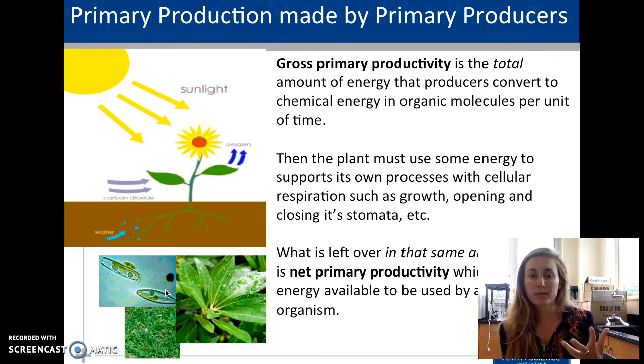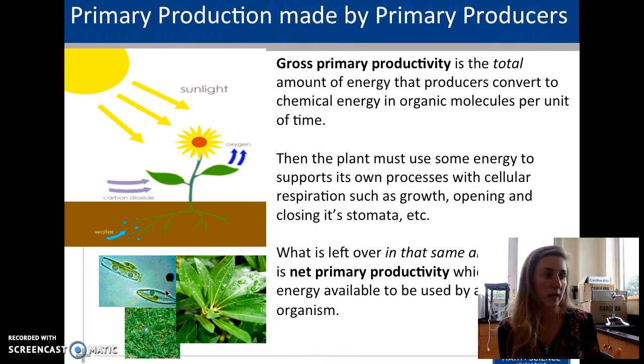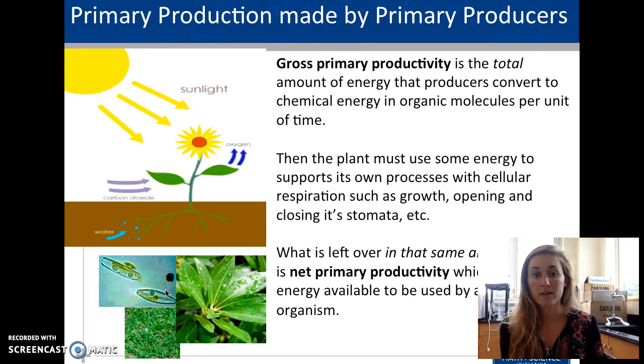When we talk about these plants making energy, and we're looking at a specific ecosystem, we talk about gross primary productivity, which is the total amount of energy that producers convert from sunlight into chemical energy per unit of time. Obviously, the more plants and the more effective they are, and the more input of sunlight, the more gross primary productivity is made. We call it gross because it is the sum of all of those plants.